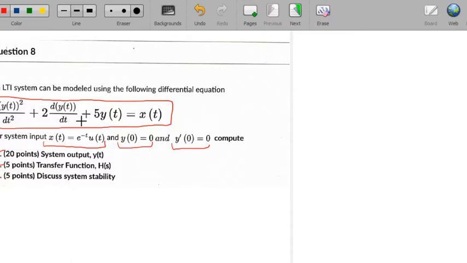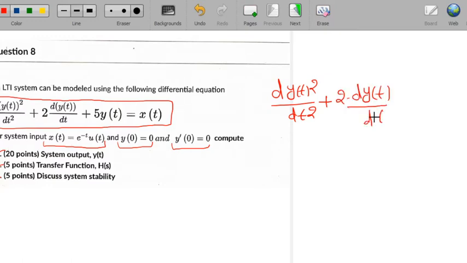So now come to the point. This is the differential equation we have. So find y of t. We simply do two things here.